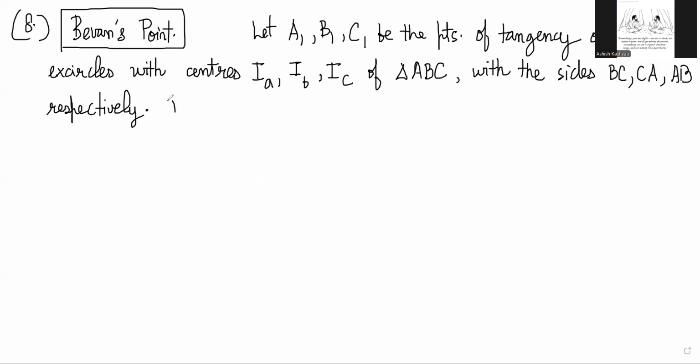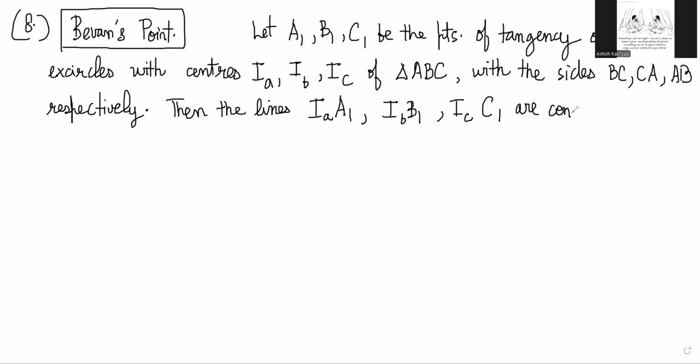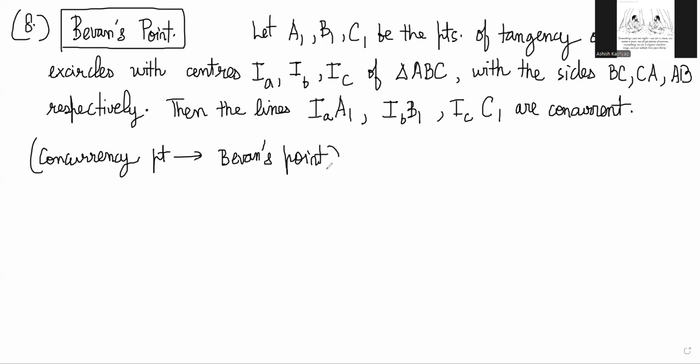Then the lines IA A1, IB B1, and IC C1 are concurrent. This concurrency point is known as Bevan's point. What our problem is to prove that they are concurrent. This is what we have to prove.